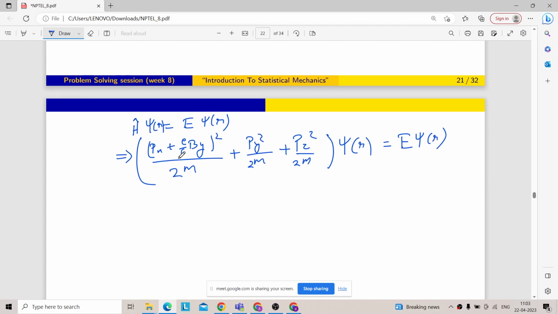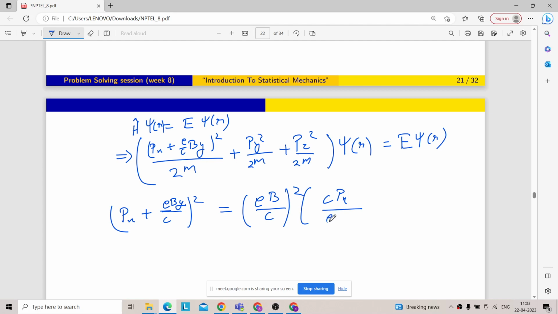Now let me take e B over c common from the first term. The first term is Px plus e B over c times y, whole square. Let me take e B over c whole square common, then it will become c Px divided by e B plus y, right.